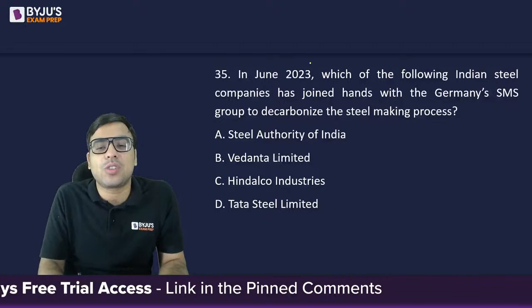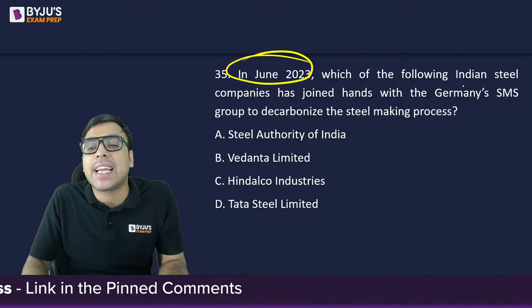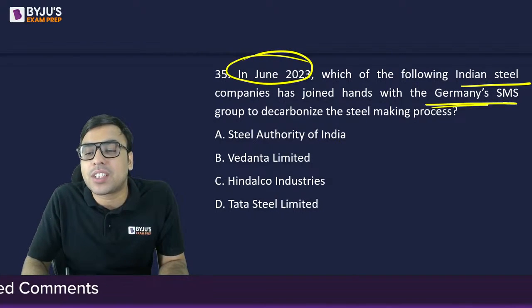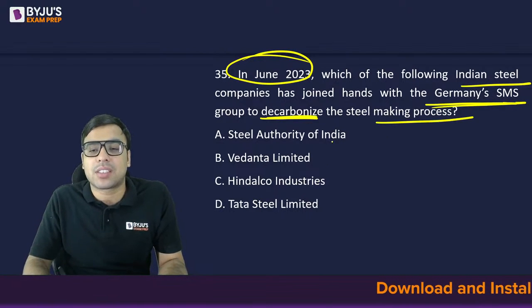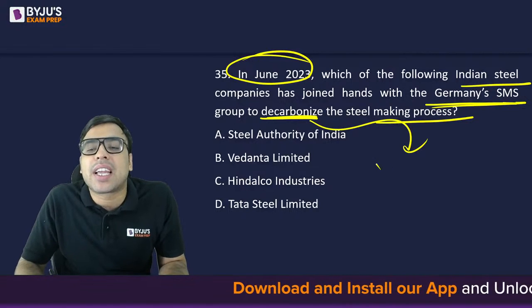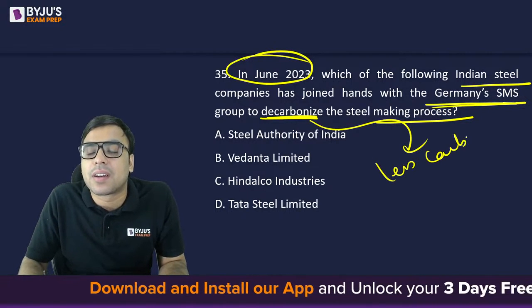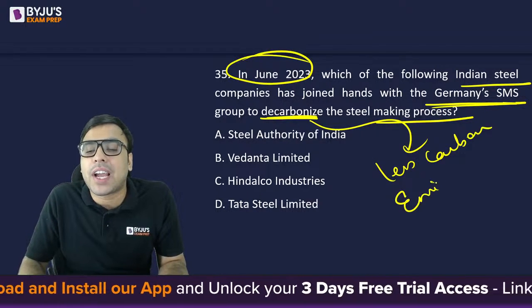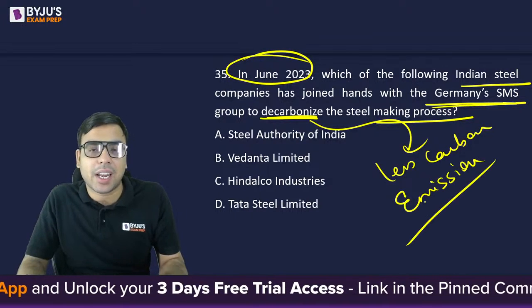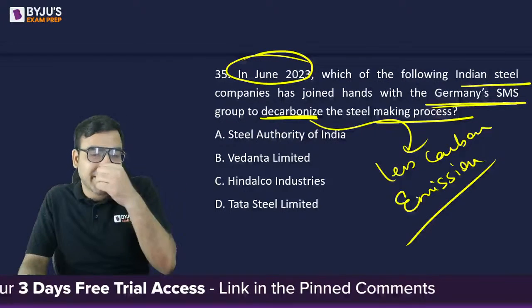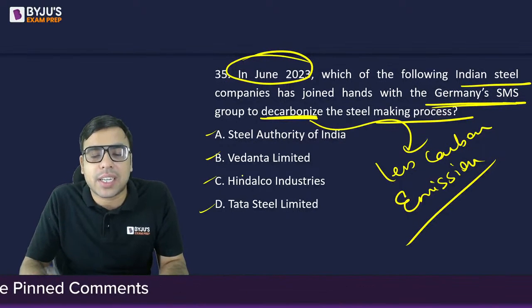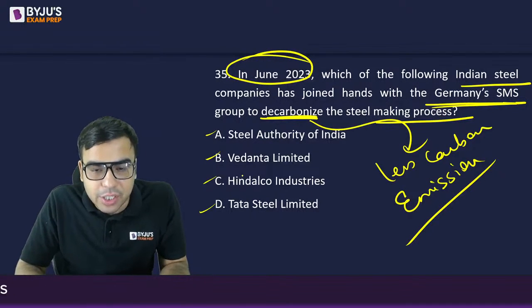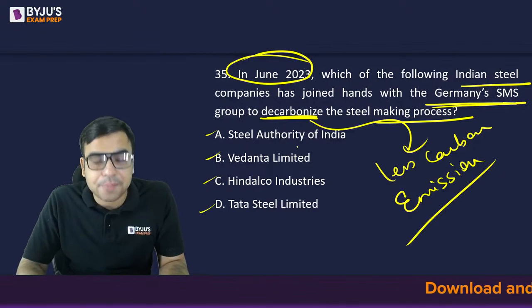The next is in June this year, which of the following Indian steel companies has joined hands with Germany's SMS group to decarbonize the steel making process? Decarbonize का मतलब क्या होता है कि less carbon emission while producing steel, है ना. तो pollution कम हो, कहने का ये मतलब है. Your options are Steel Authority of India, Vedanta Limited, Hindalco, Tata Steel Limited. What is the right answer to this question? क्या सही जवाब है बताइए.